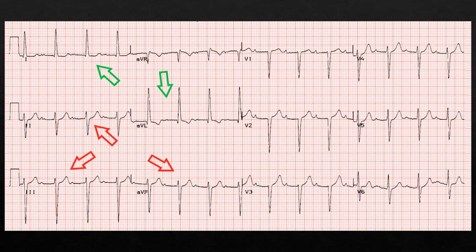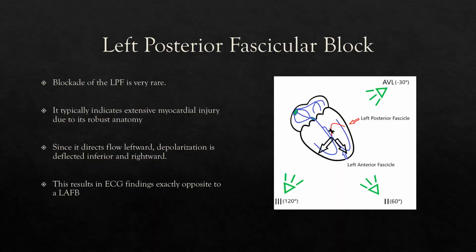And there you can see, I highlighted for you again, the green arrows show the QR waves that you're looking for in 1 and AVL, and then the opposites are S waves in 2, 3, and AVF. Okay, so that was left anterior fascicular block. So left posterior fascicular block is just the opposite. So everything you just learned, you just have to flip the criteria, and that's what you're looking for.